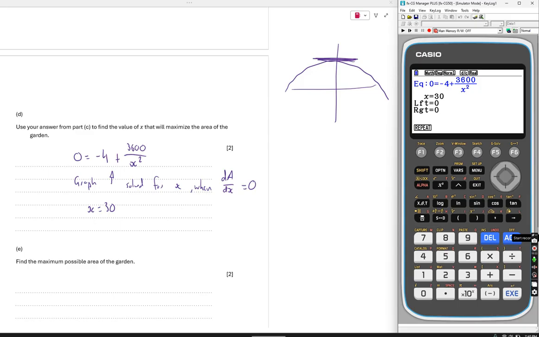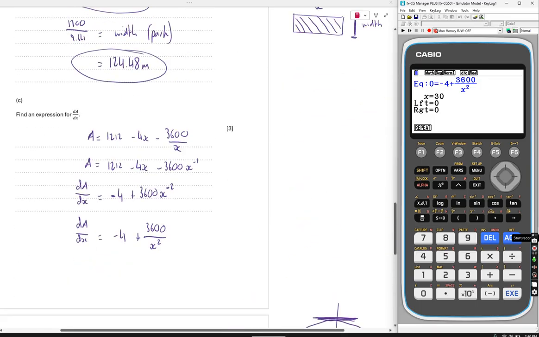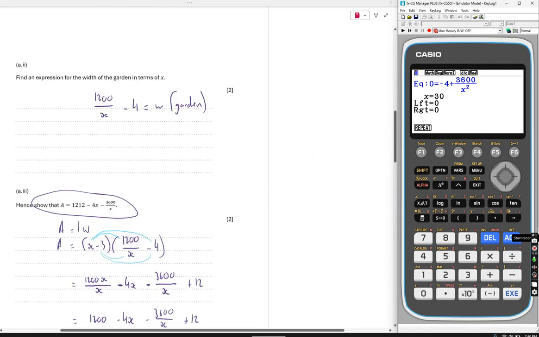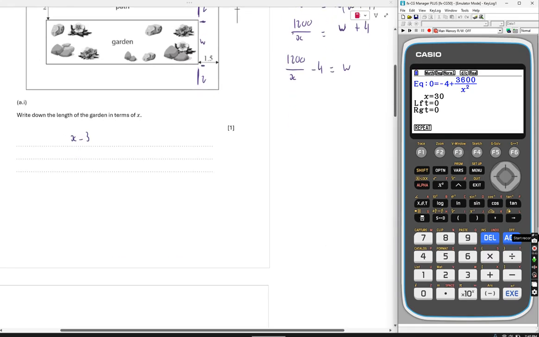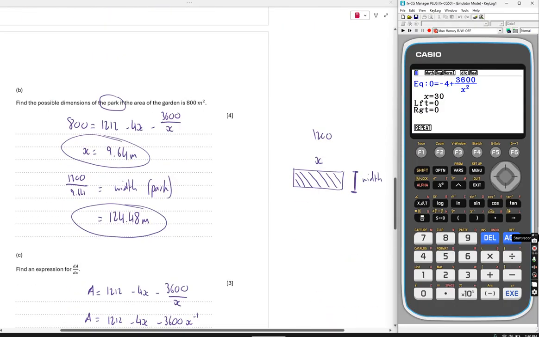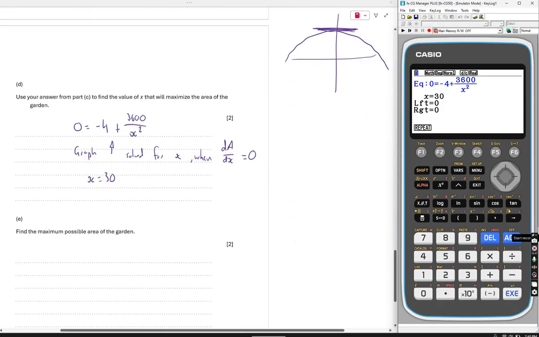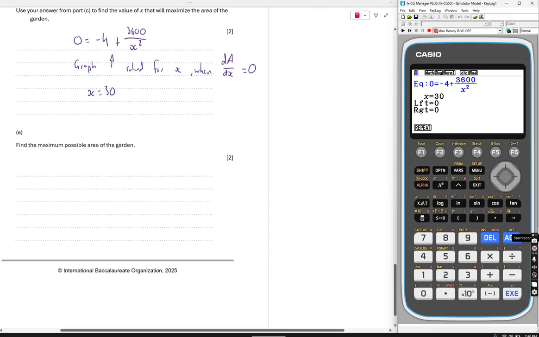Either way, I'm looking at the marking scheme right now. So you get a correct answer of x equals 30. If you said that x was equal to negative 30, you don't get a mark for that, even though my calculator just gave me an answer of negative 30, because in the context of the question, x cannot be negative 30. It's impossible to have negative 30 as a dimension. So you could only accept positive 30 as an answer.